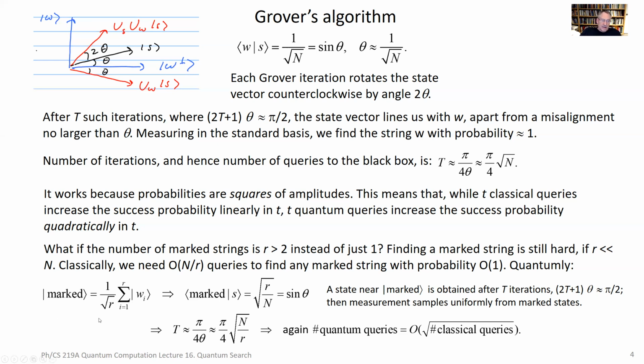So there's a marked state, which is normalized, which is 1 over the square root of r, the coherent superposition of all of those r marked strings, all the w_i. And we'll be happy if we can get to this state, because then when we measure, we'll just be randomly sampling from the solution set. If we had the marked state and we measured in the computational basis, we get one of the w_i's, one of the solutions, sampled uniformly, all those marked strings occurring with equal probability. So if I can reach that marked state, I'll be very happy. When I measure, I'll find a solution.